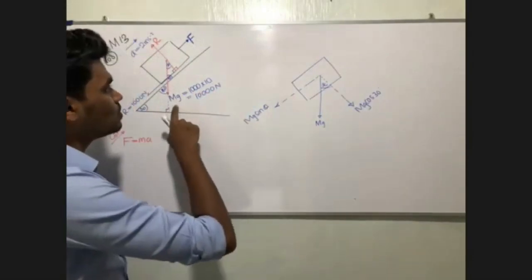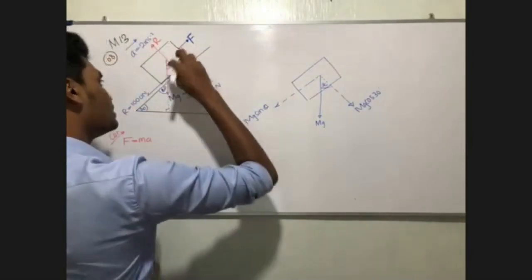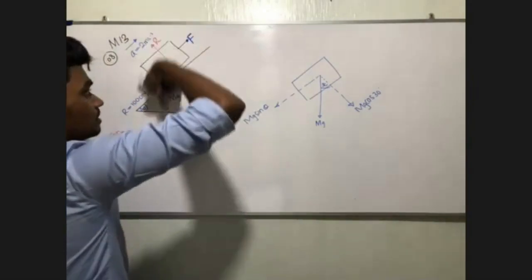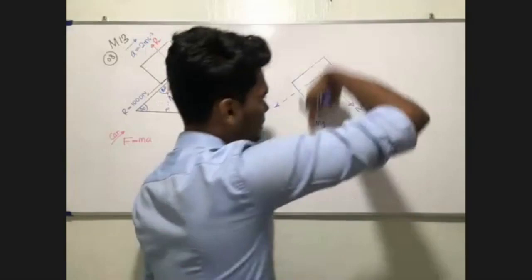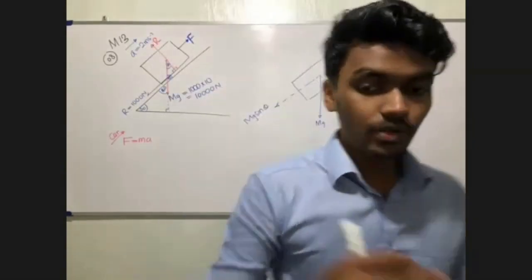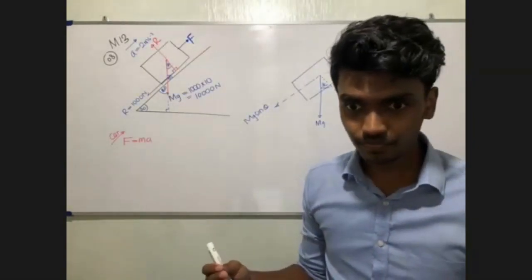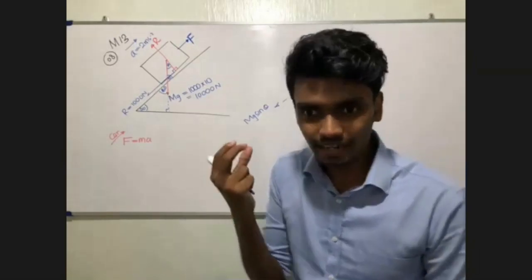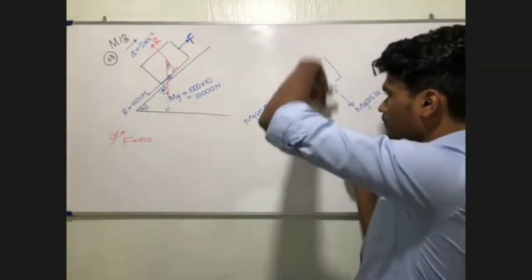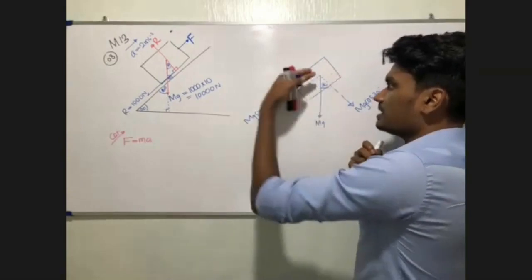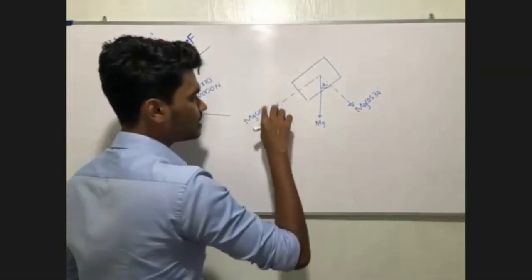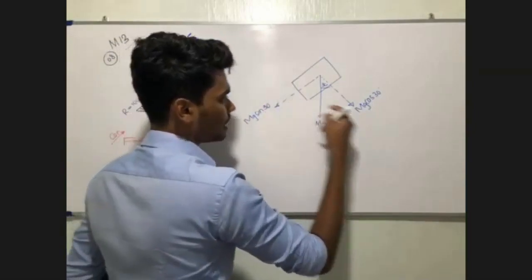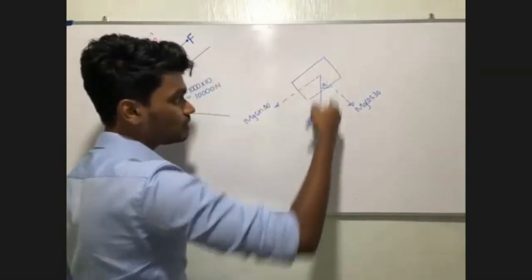So therefore, we are going to represent the mg force. We know that if there is one force, we can represent it by its components. Mg sine 30 and mg cos 30 are the components of mg.